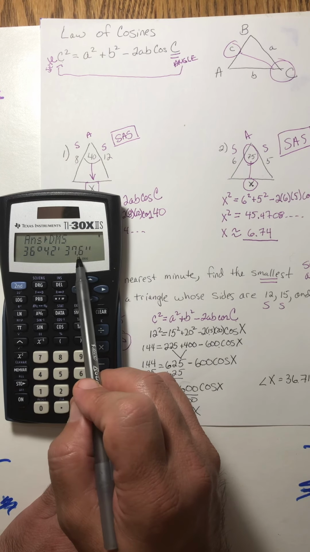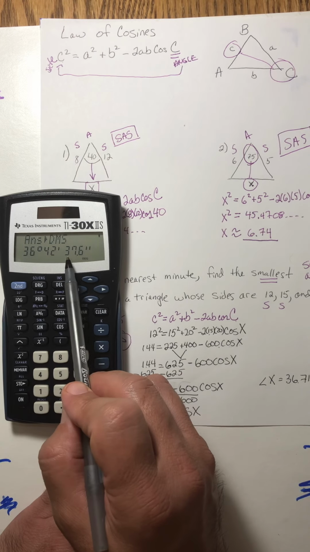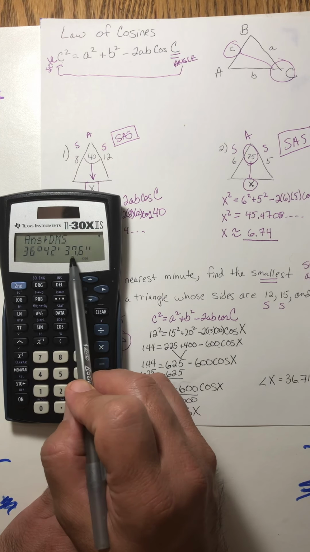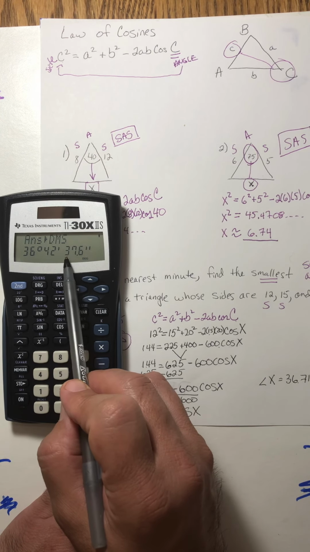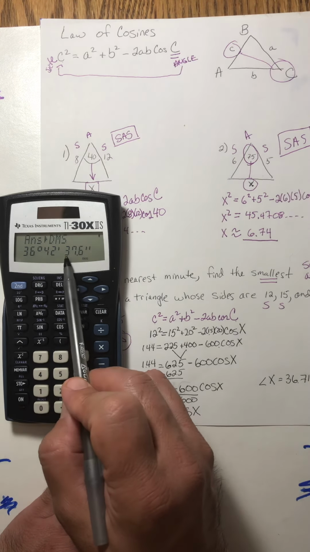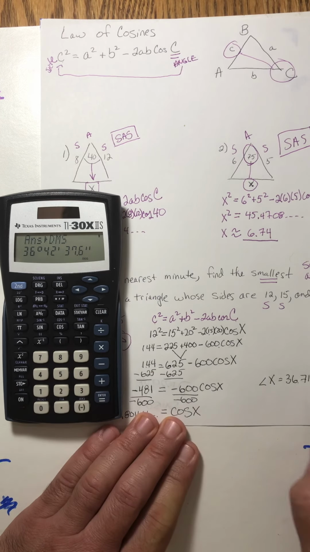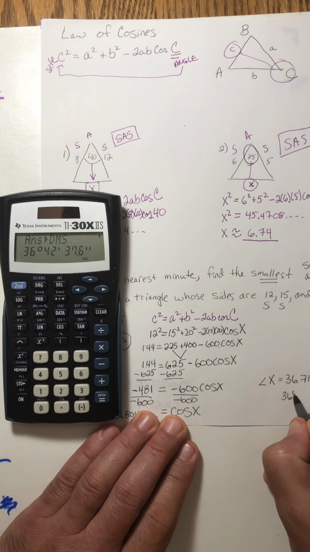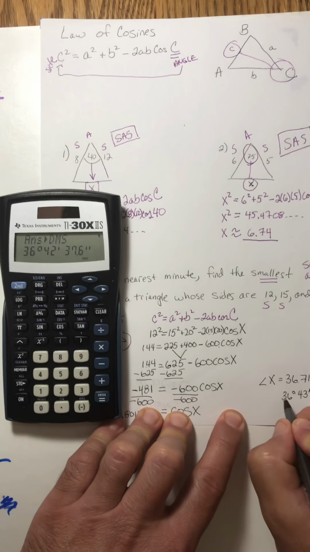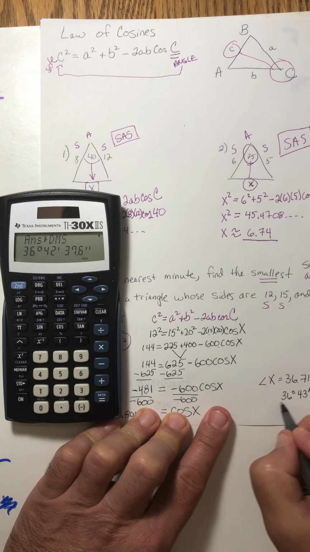Okay, now what does this mean? How do we round this off to the nearest minute? From your previous videos that you watched, remember, 30 seconds is half of a minute, so this is more than halfway. So this becomes 43. This 3 will bump that 2. So we have 36 degrees, 43 minutes, is our final answer to the nearest minute.